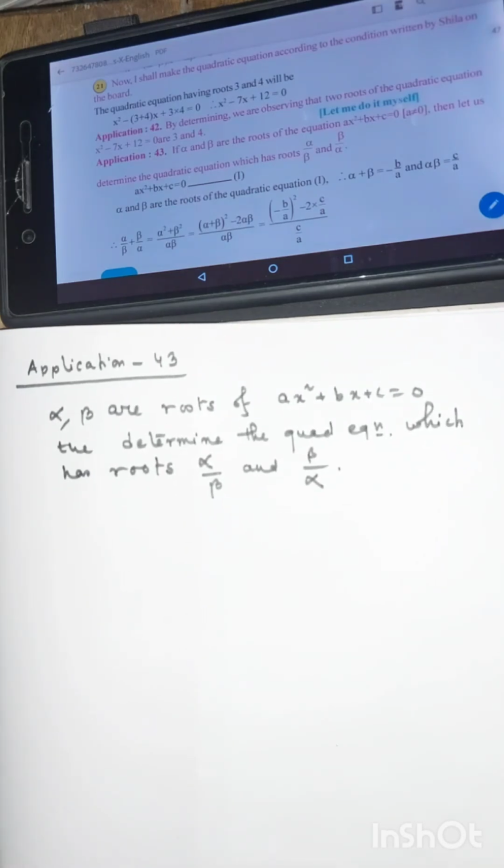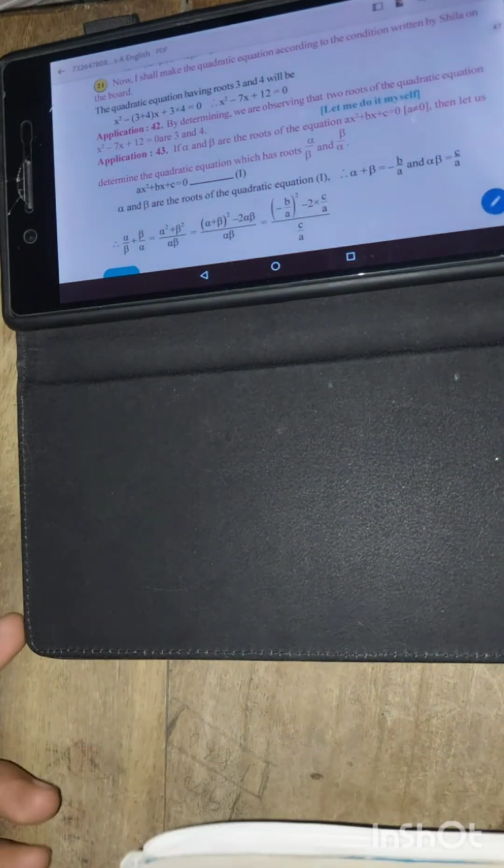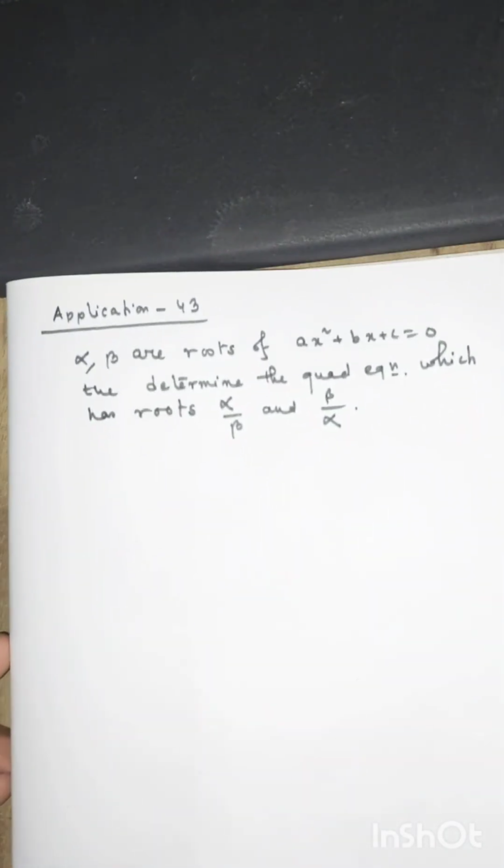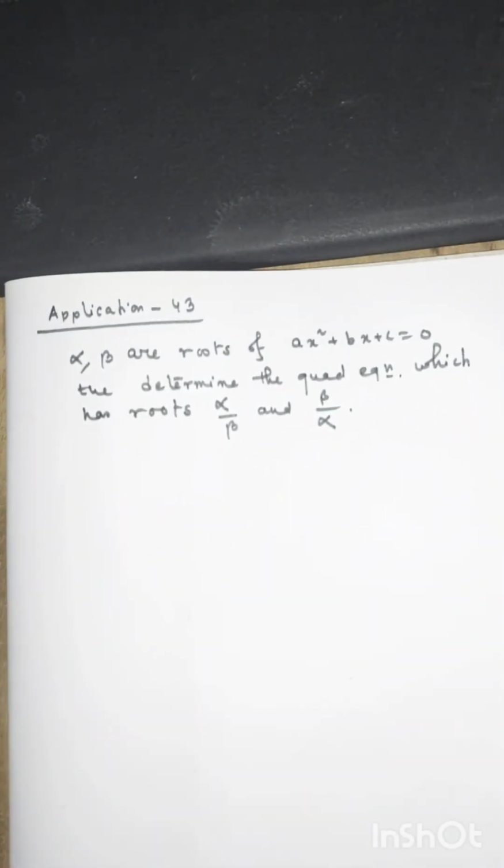So this is our question. Now let us do it. We have to first find out the sum and product of the roots to find out the required quadratic equation.